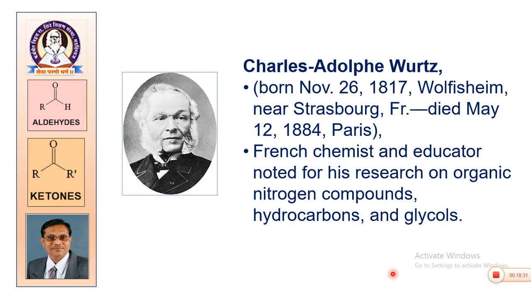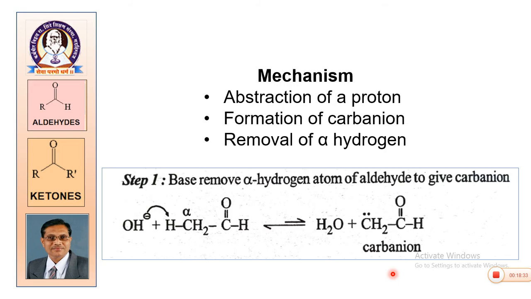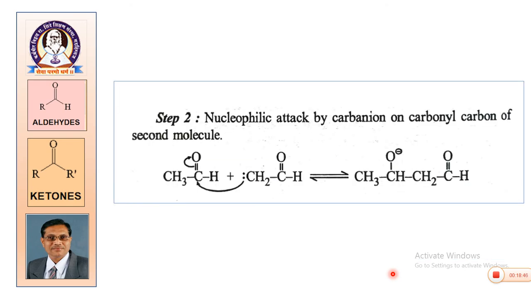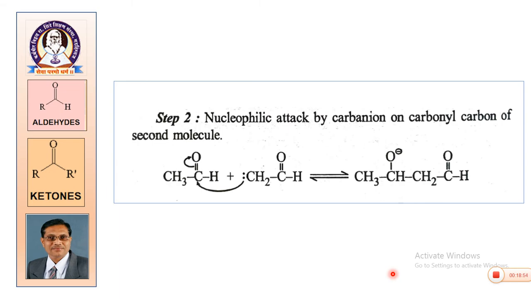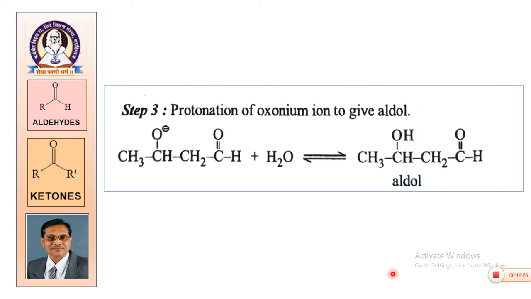The mechanism takes place in 3 steps. First step is abstraction of a proton, that is removal of the alpha hydrogen of the aldehyde by base catalyzed removal. In the second step there is nucleophilic attack. The nucleophilic attack converts the carbanion from the earlier step into an anion. The anion gets protonated and the final product is aldol. In these 3 steps we get the desired product. The product can be further processed to get several other materials.